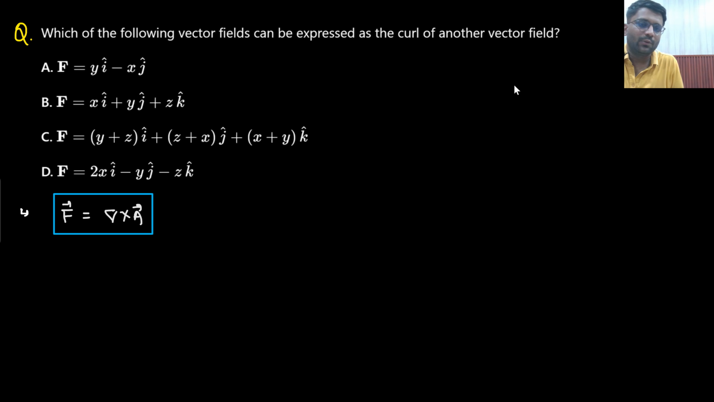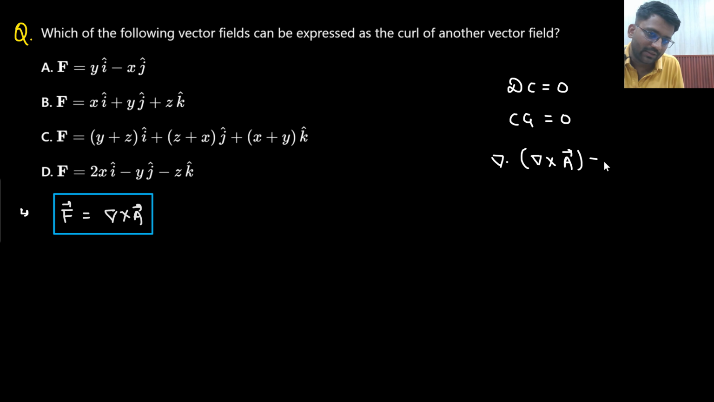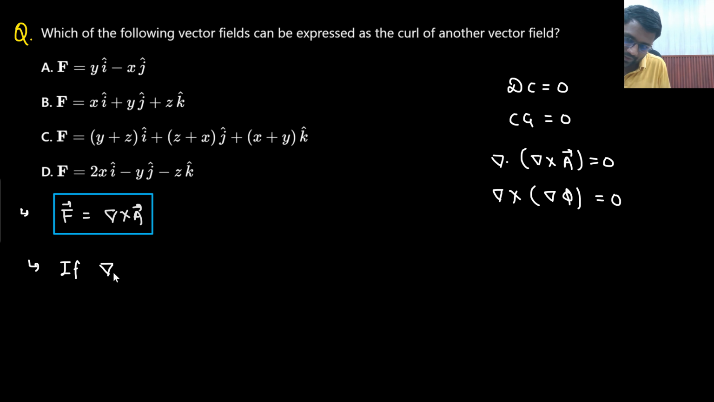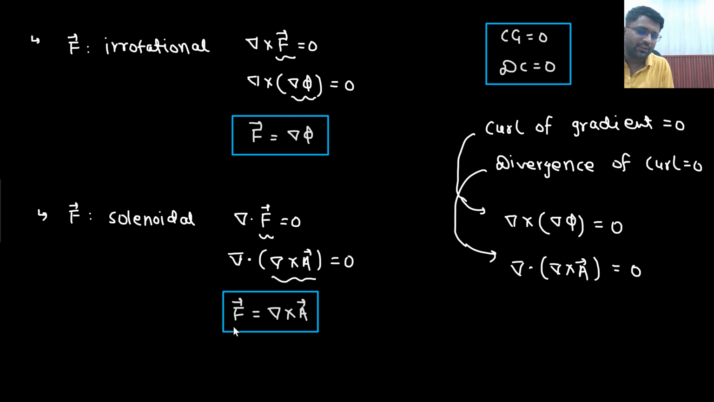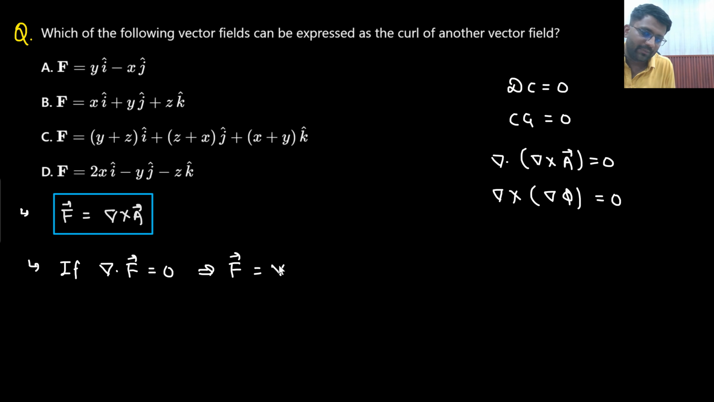What do you know? Sir, I know two things. Divergence of curl is 0. Curl of gradient is 0. Now if I say del dot f equals 0, then what you can say? If del dot f is 0, then f could be replaced as del cross A. This we have seen, no? If del dot f is 0, then f could be replaced as del cross A.